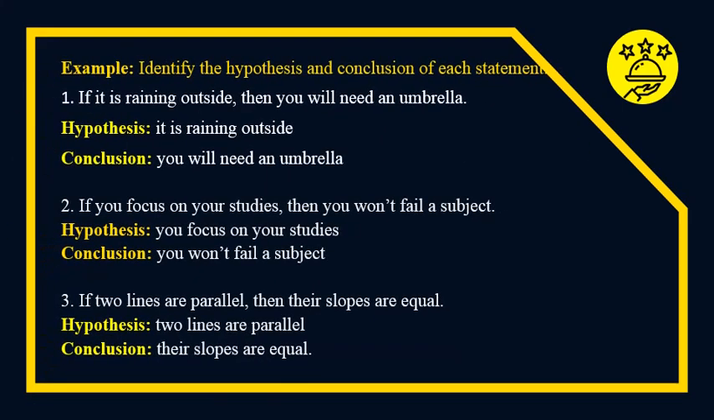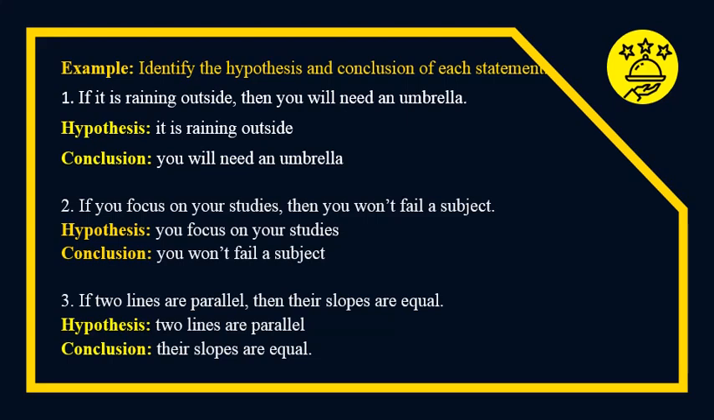Let us have an example. Identify the hypothesis and the conclusion of each statement. Phrase: if it is raining outside, then you will need an umbrella. Hypothesis: it is raining outside. Conclusion: you will need an umbrella. Second example: if you focus on your studies, then you won't fail a subject. Hypothesis: you focus on your studies. Conclusion: you won't fail a subject.